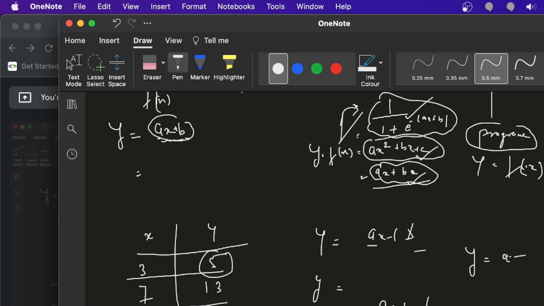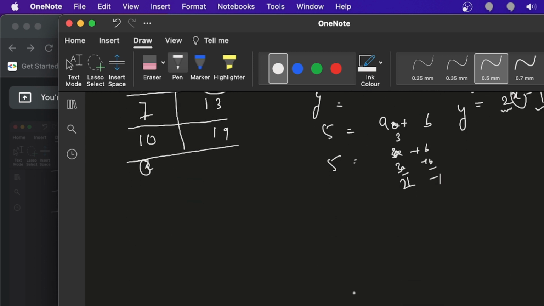a is 2 now, 2x minus 1. So when you find the values of a and b, your equation is completed. You can put any value of x and predict the y.